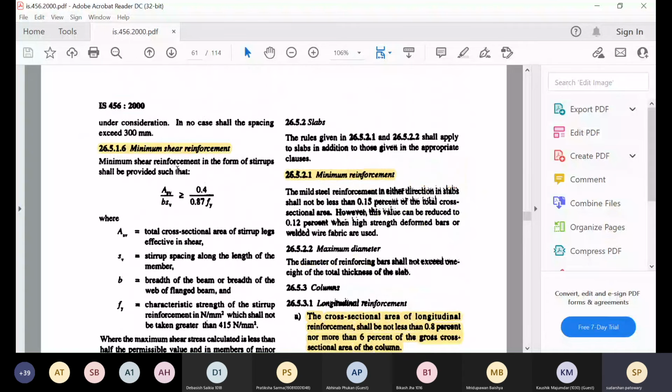This 0.4 has come here in place of tau V minus tau C. Why 0.4? That means the difference between tau V and tau C is 40%.